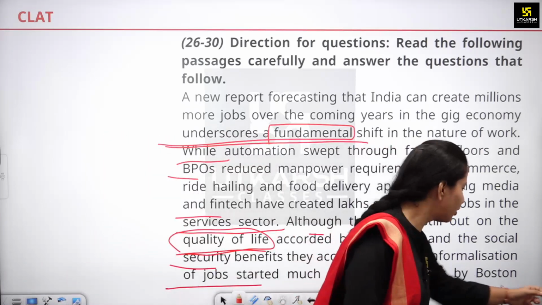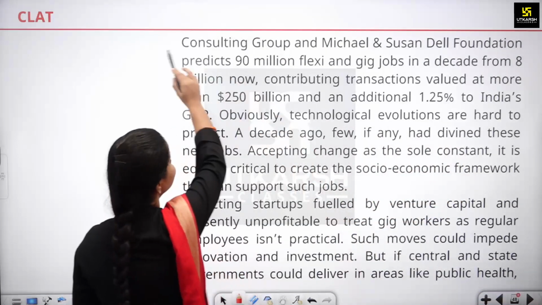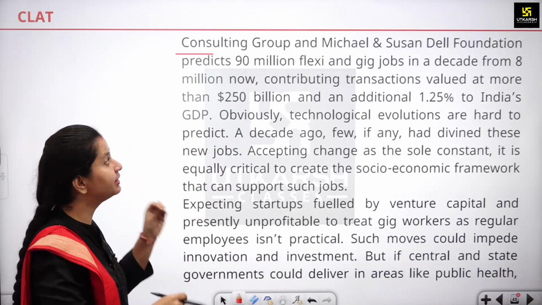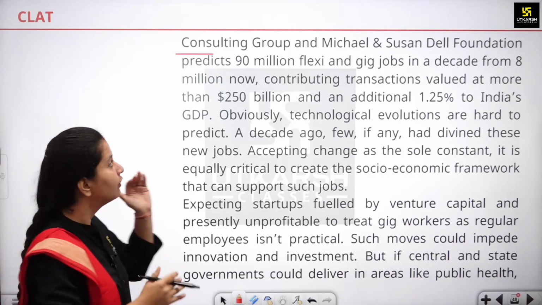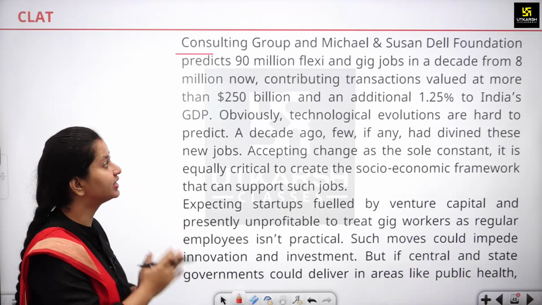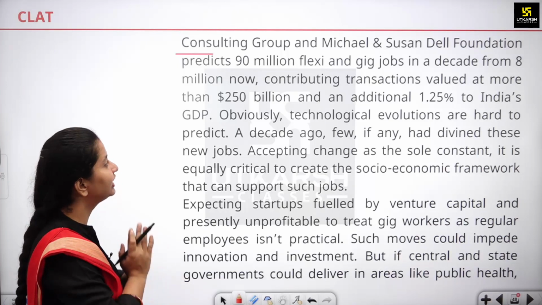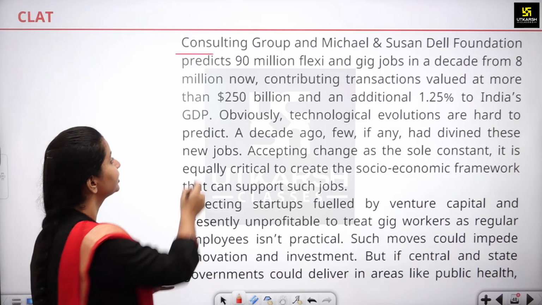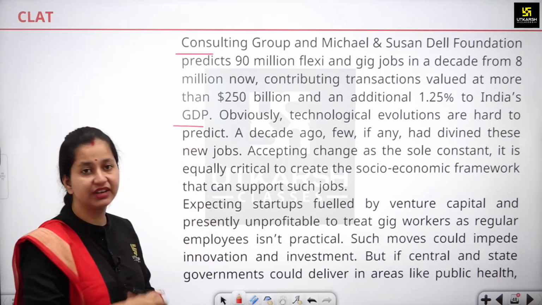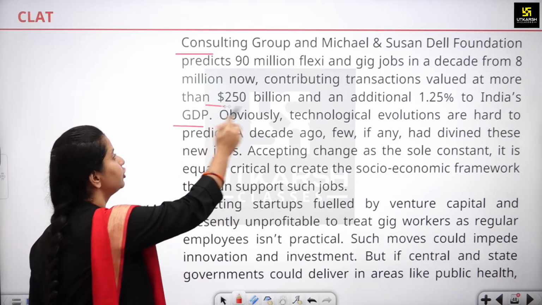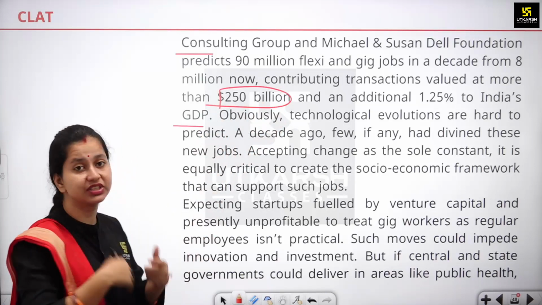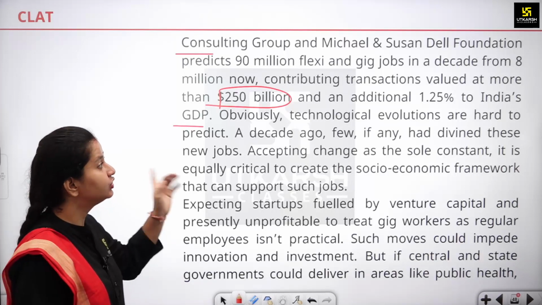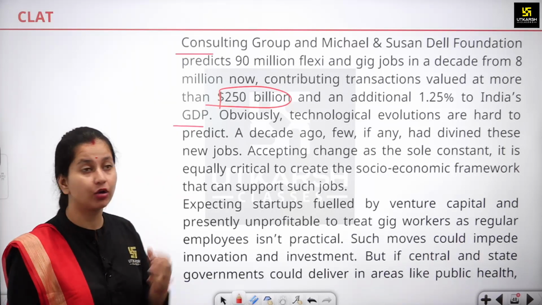A report by Boston Consulting Group and Michael and Susan Dell Foundation predicts 90 million flexi and gig jobs in a decade from 8 million now, contributing transactions valued at more than $250 billion and an additional 1.25% to India's GDP. So because of these gig jobs, transactions of more than $250 billion happen, and along with that, an additional 1.25% gets added on to India's GDP.